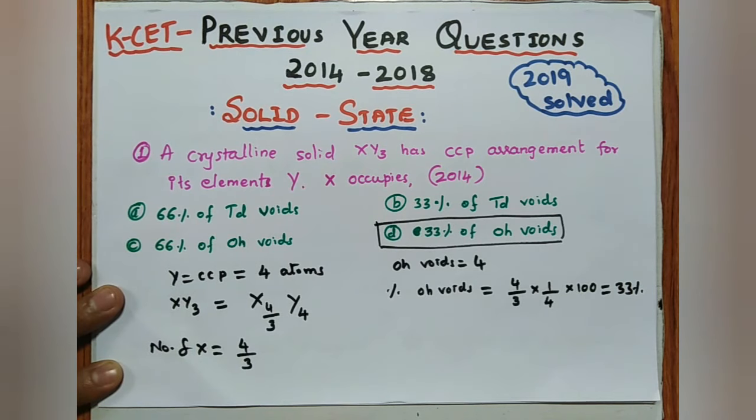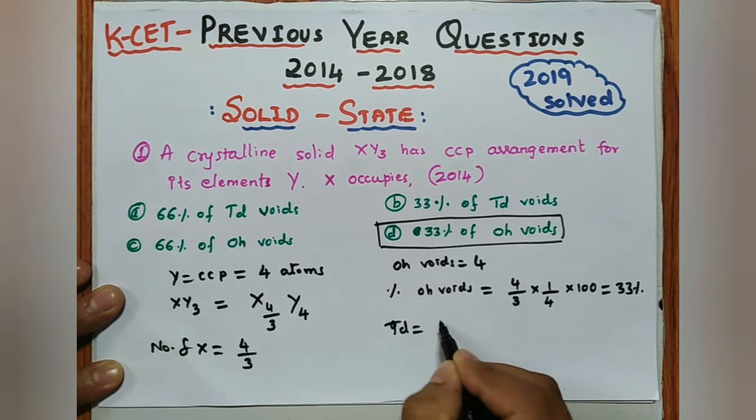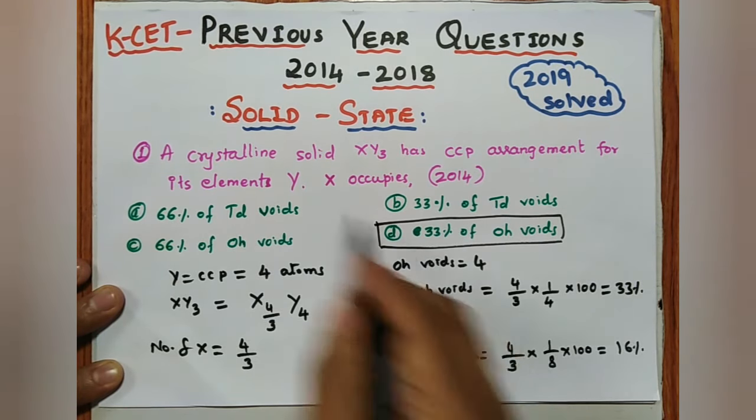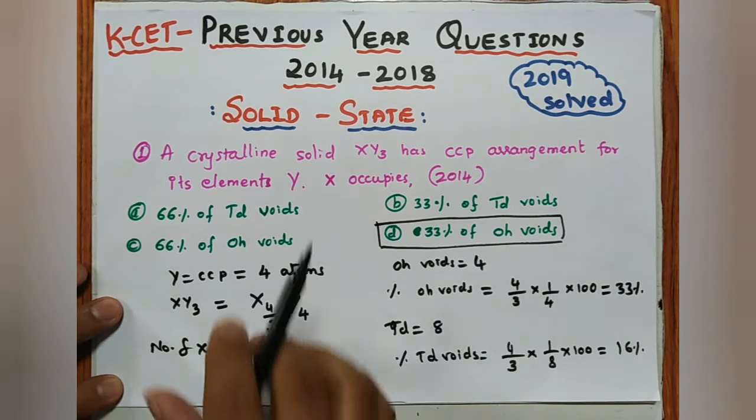You can ask, why not tetrahedral voids? For tetrahedral voids, how much will you get? The number of tetrahedral voids is equal to 8, because Z into 2. So total voids is equal to 8, and 4 by 3 are occupied. Hence the percentage of tetrahedral voids is equal to 4 by 3 into 1 by 8 into 100, which is almost 16%. Hence no option is correct, and the correct answer for this particular question is D.